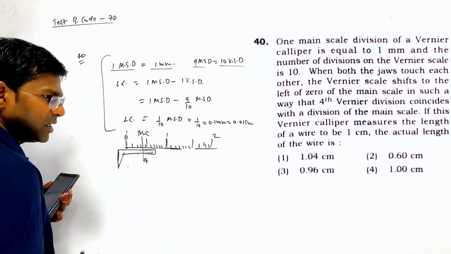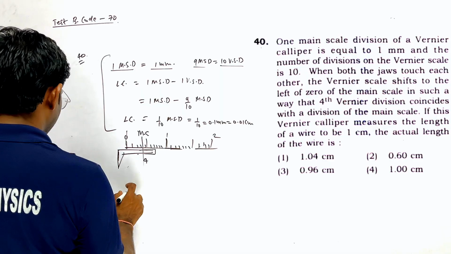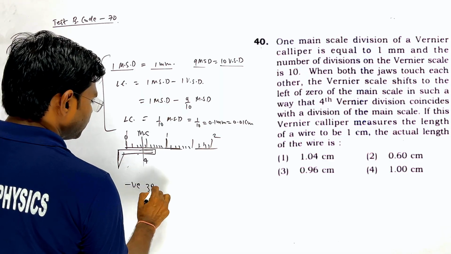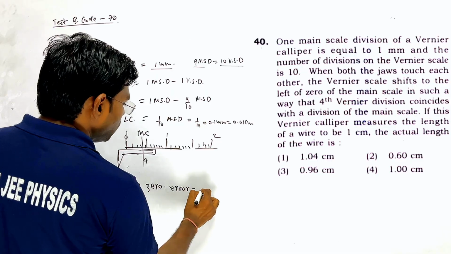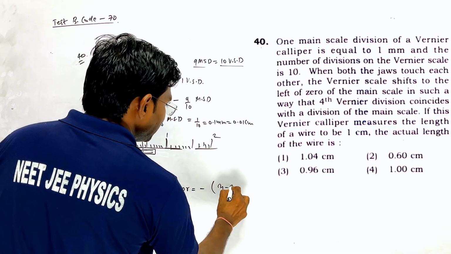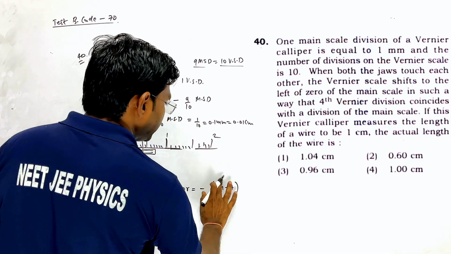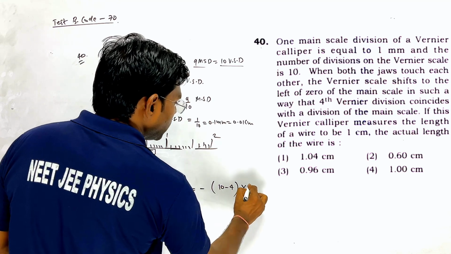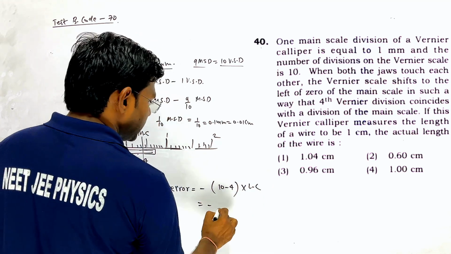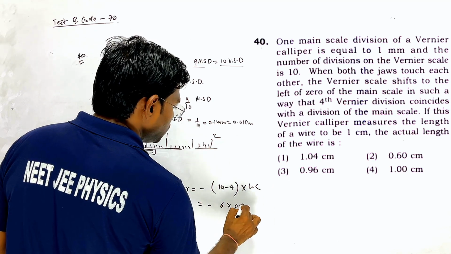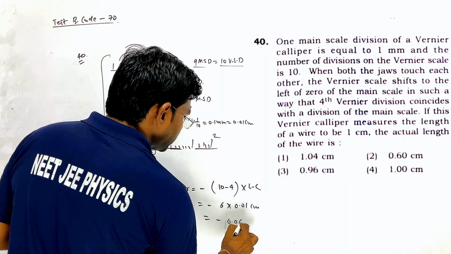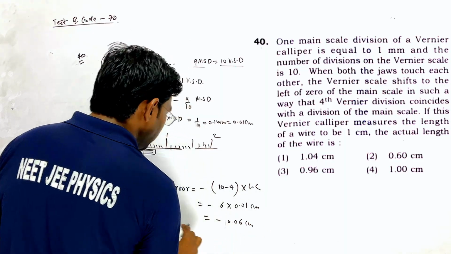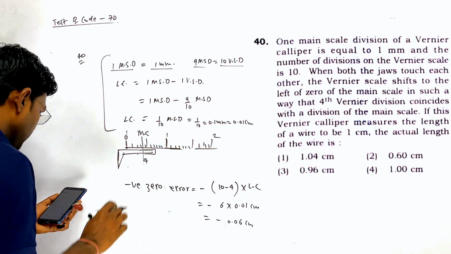If the fourth division is coinciding, it means the negative zero error is how much? It is equal to minus (10 minus 4) into least count. So minus 6 into least count, which is 0.01 centimeter, gives minus 0.06 centimeter. So this is the negative zero error we have found.